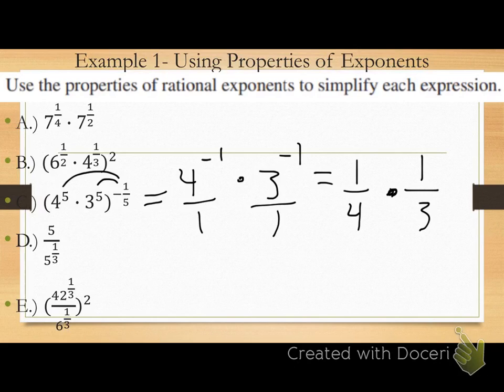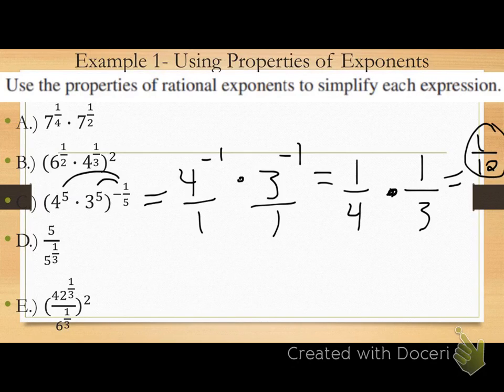What do I need to do, Isaac? You need to multiply. How do I multiply fractions? Across. So what do you think my answer is? 1 over 12. You're right. Here's my answer: 1 over 12. 1 times 1 gives me 1. 4 times 3 gives me 12.